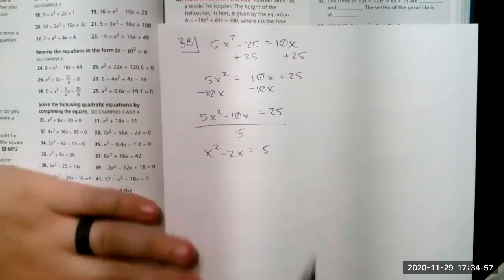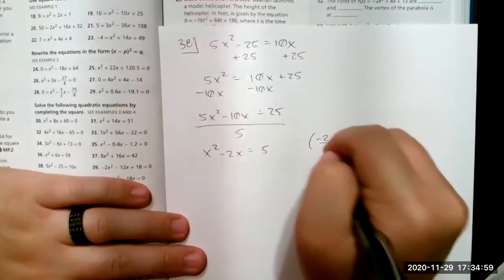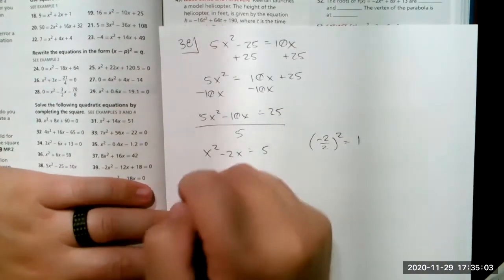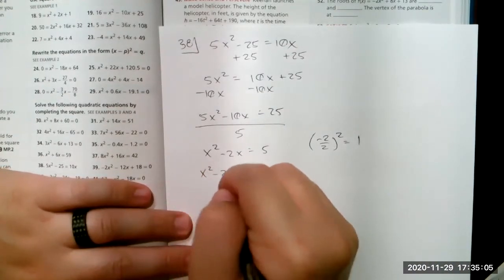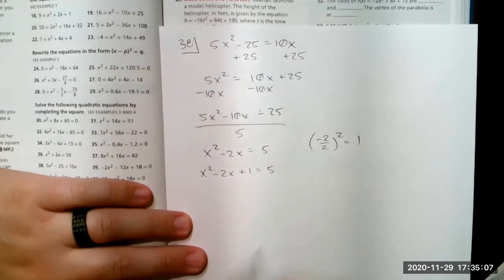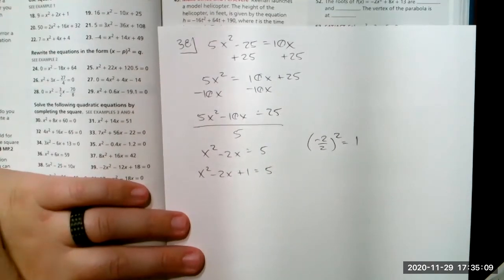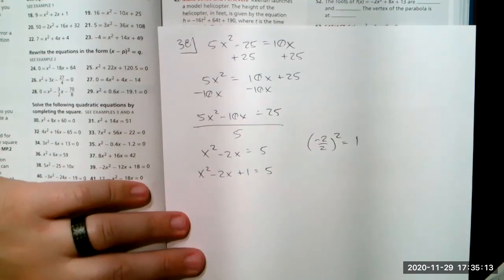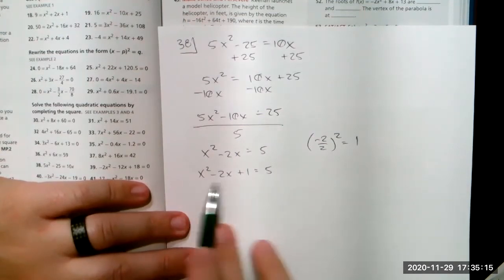Let's go ahead and come up with that perfect square. So it's going to be b divided by 2 squared, which is going to be positive 1. So I have x squared minus 2x plus 1 equals 5. If I was going too fast for you there, just kind of rewind it and watch it again for a second. Now I'll factor this.